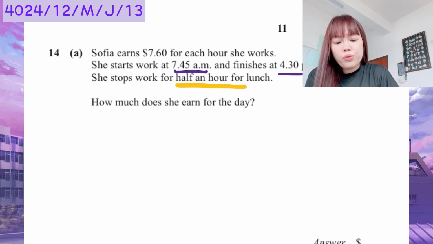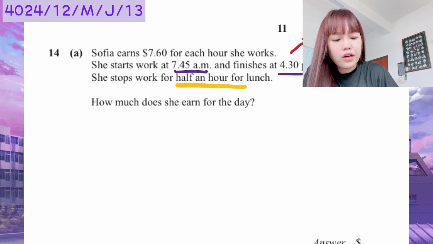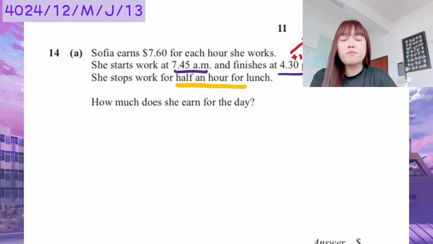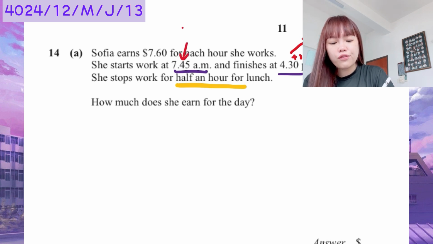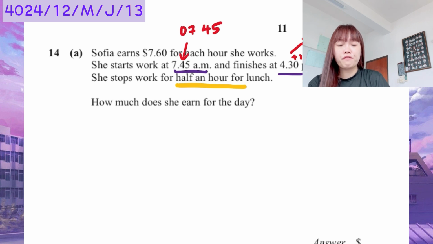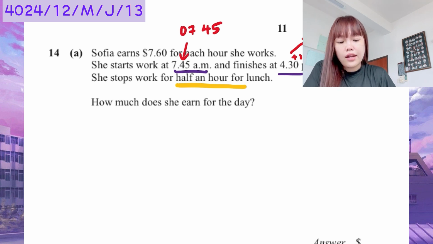So we need to know how long she actually been working. Okay, so we need to minus 430 with 745. This 430 we can change it to 24-hour system, which is 1630, or you can plus 12 hour. So it's 12 hour plus 4 is 16, so 1630. This is 1630, and 745 in 24-hour system is 0745.